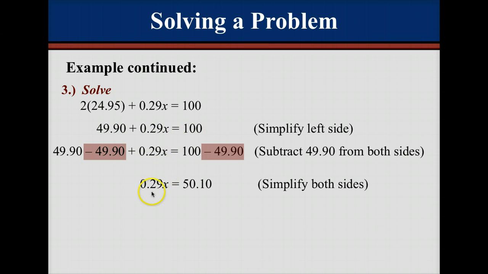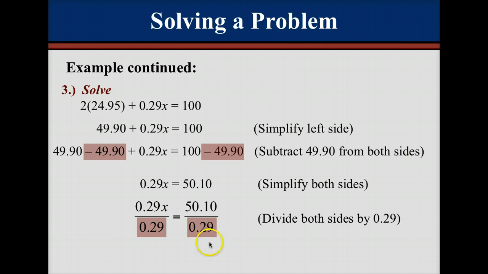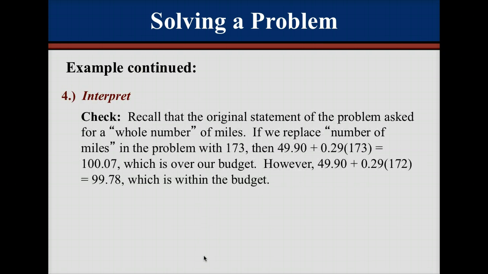That leaves us with 0.29x is equal to 50.10, and divide both sides by 0.29, or 29 hundredths. X is approximately equal to 172.75. Now normally we round up, right, when we see something over 0.5. So let's test this out.